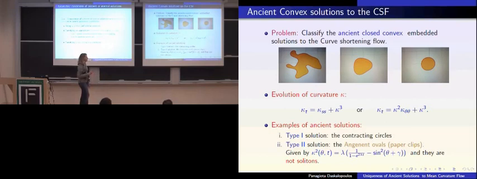In the case of the curve shortening flow, you have examples of type 1 and type 2. Type 1 is just the contracting circles, and type 2 are the Angenent ovals, or paper clips, which have this beautiful form, kappa squared, which, as I explained last time, is what we call pressure. In this case, it's a natural quantity to consider. It's just a function of time plus a function of space.